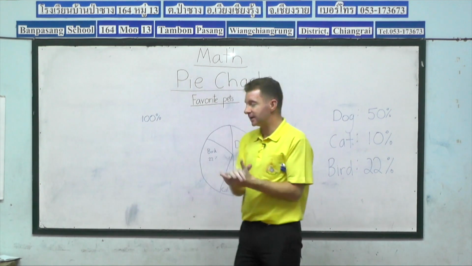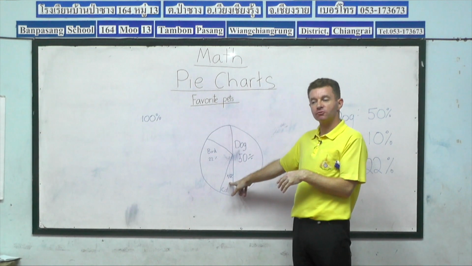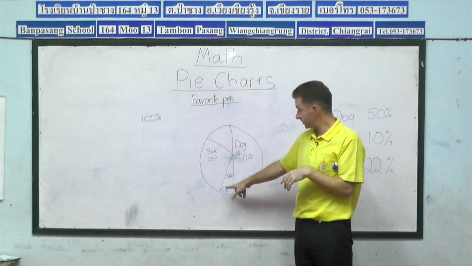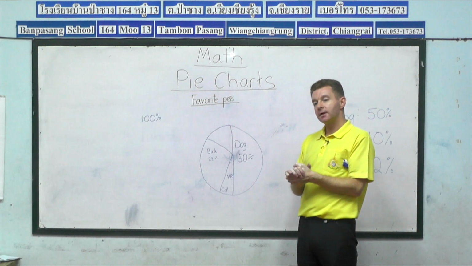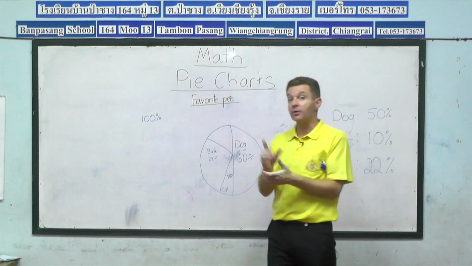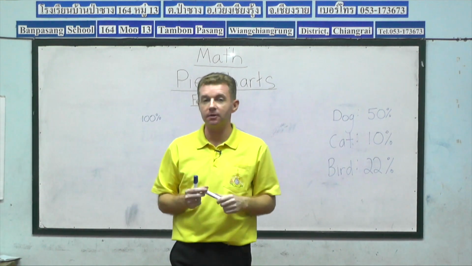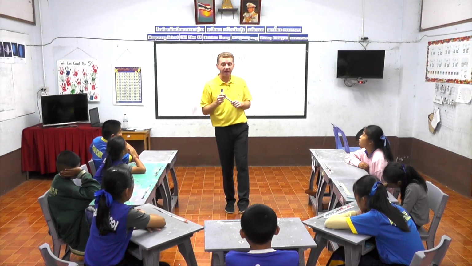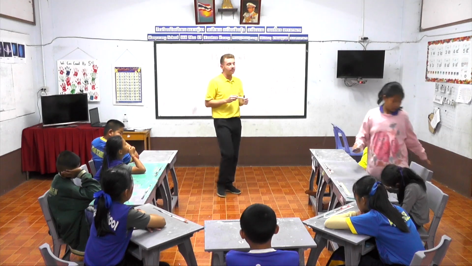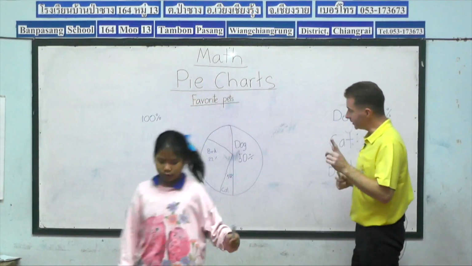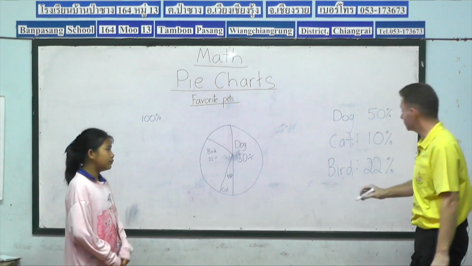Okay, so let's think so far. 50% plus 10% is how much? 60%. And then 60% plus 22%, 82%. So we need one more animal. And already we know the percentage of this animal because it's the remaining amount of pie. So Lakdam, can you come forward and give us another pet to put on our pie chart? So we need one more pet. Can you think of another pet for me? Rabbit. Yes, rabbit is a good one.